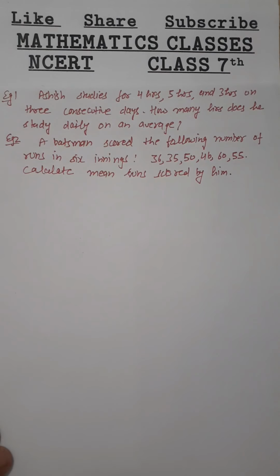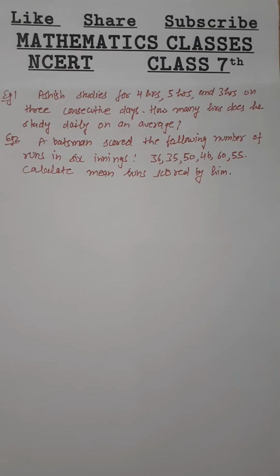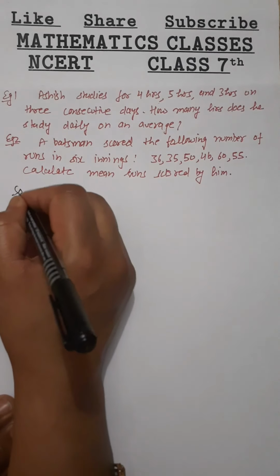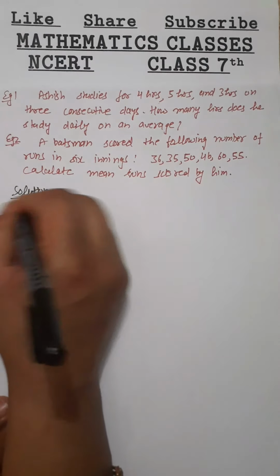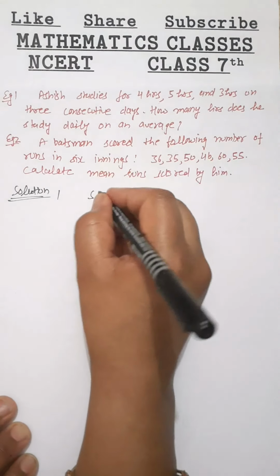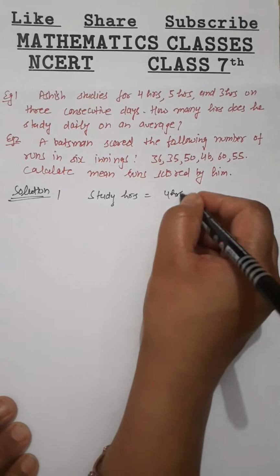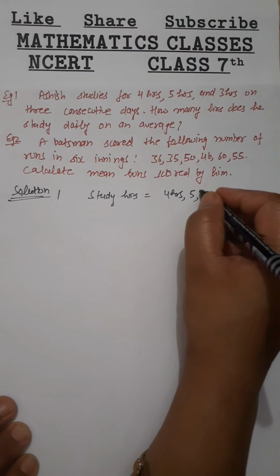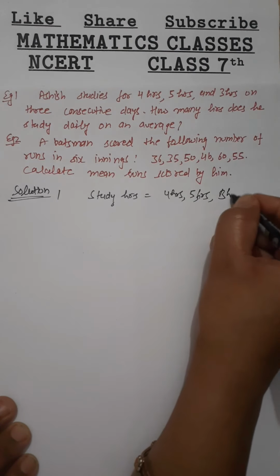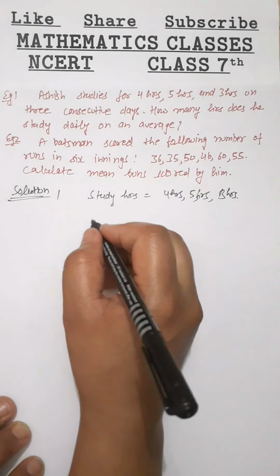Next is example number 1. In example number 1, Ashish studies for 4 hours, 5 hours, 3 hours on 3 consecutive days. How many hours does he study daily on an average? Solution: study hours 4 hours, 5 hours, 3 hours on consecutive days.